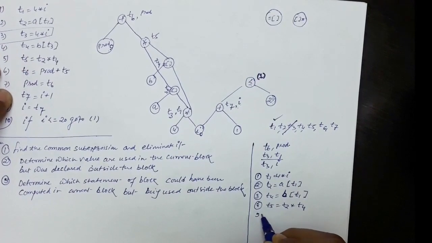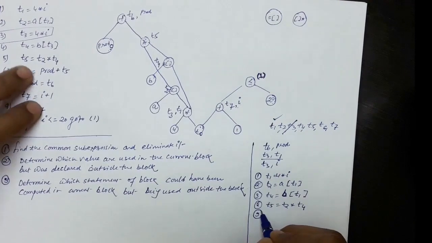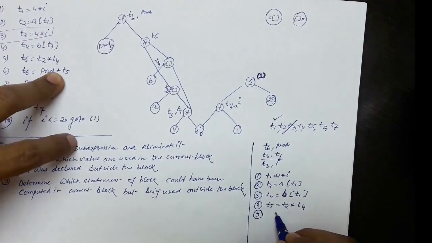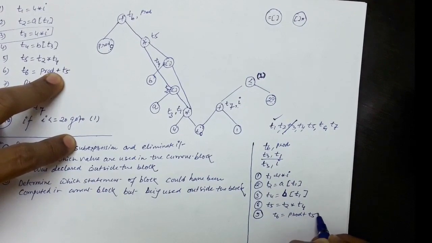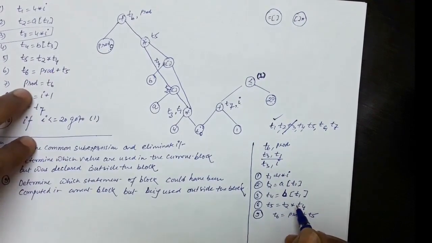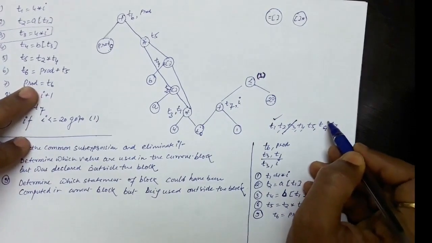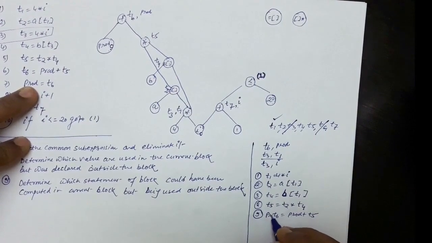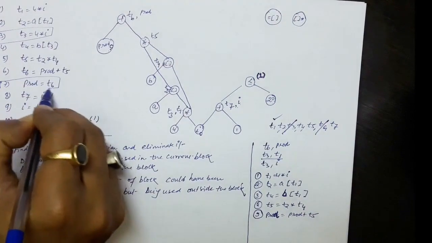The next statement is T6 equals product plus T5. First write this statement. T6 is equal to product plus T5. Fine. The next statement says that product goes to T6. So product is same as that of the T6. So T6 is not required. So instead of writing this T6, we can write here directly as product. So we are actually eliminating this statement.